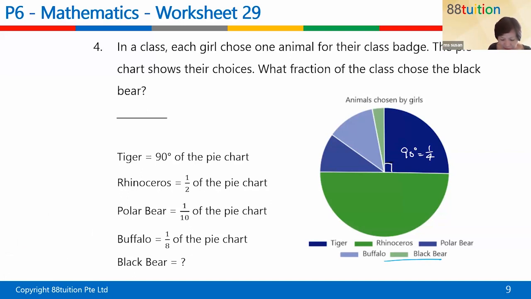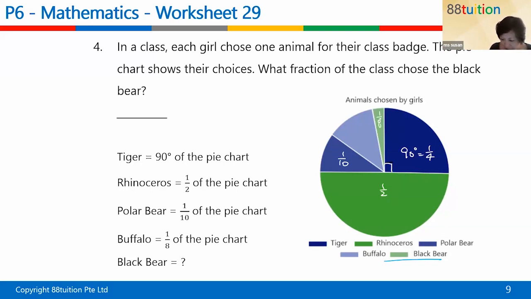This is 1/4. Rhinoceros is half. Polar bear is 1 out of 10. I think polar bear looks like this. Buffalo, 1 out of 8, which is this.